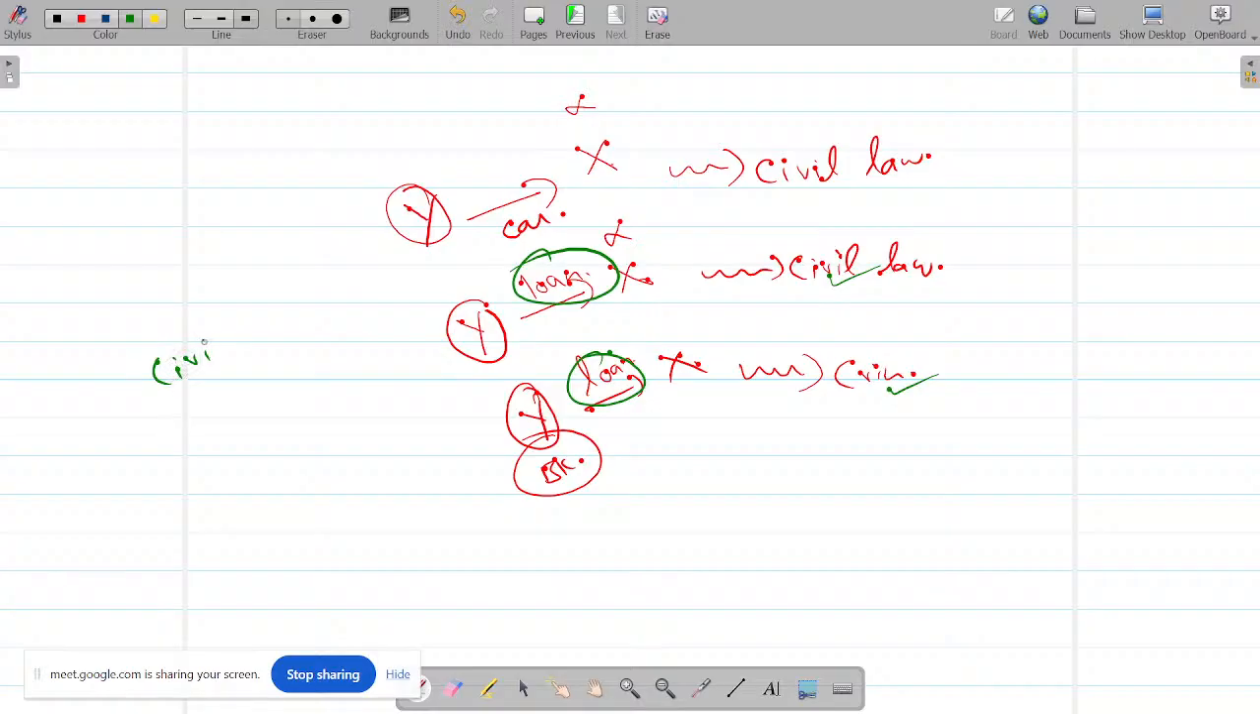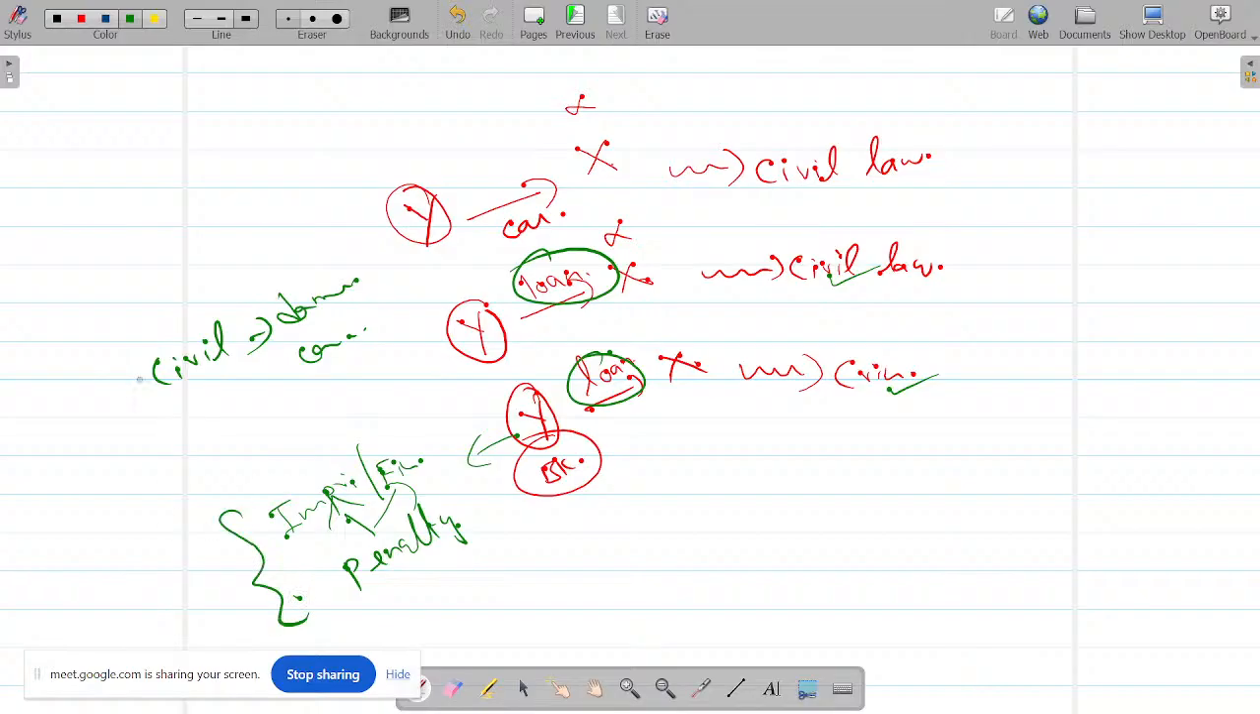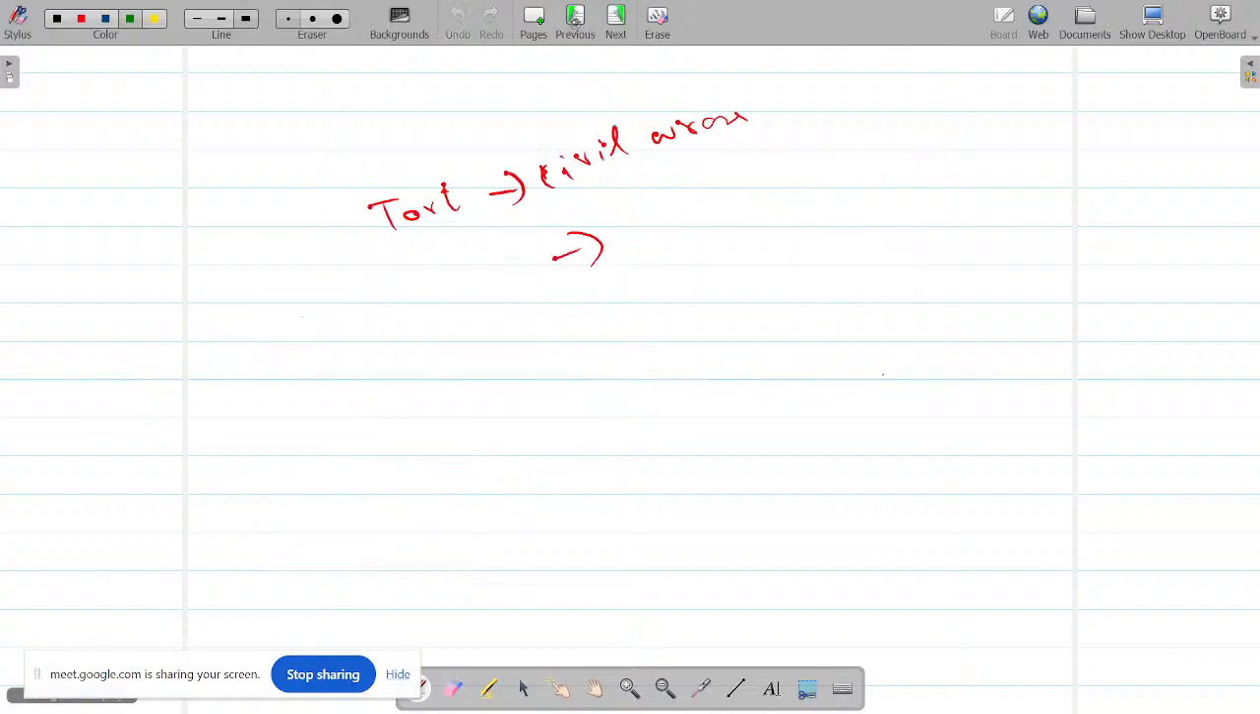Very simple. When we talk about civil law, we'll be talking about damages, compensation. Whereas when we talk about criminal law, we'll talk about punishment, which is imprisonment, and fine, and so on. We'll use a term called penalty. Penalty has two words given equal importance, imprisonment and fine. Fine is monetary penalty. Imprisonment means you are under somebody else's control. So depending on these things, you can clearly guess whether it's civil law or criminal. Is it okay? Now coming back here.